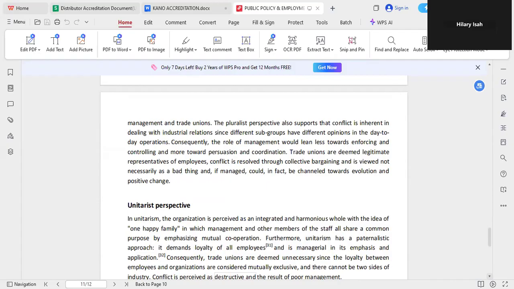Consequently, the role of management would lean less towards enforcing and controlling, and more towards persuasion and coordination. Trade unions are deemed legitimate representatives of employees. Conflict is resolved through collective bargaining and is viewed not necessarily as a bad thing. So in this pluralist perspective, conflict and challenges are not viewed as bad things. Trade unions are representatives of employees, and because of that, conflict can be resolved through what is called collective bargaining. So whatever issues arise, they are solved.